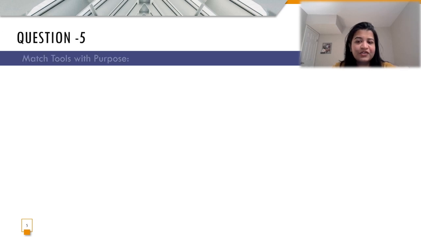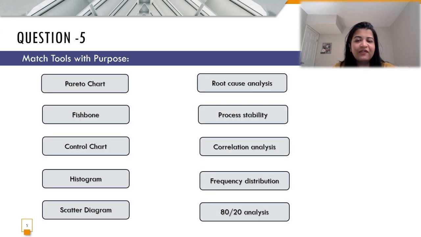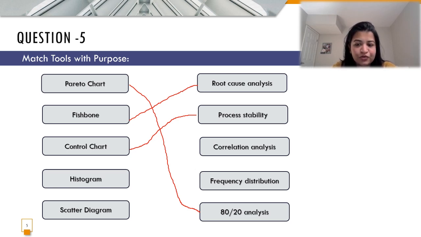So in the fifth question, we are given certain tools and we are supposed to match them with the purpose. Let us start with the Pareto chart first. The Pareto chart is the 80-20 analysis. Fishbone is nothing but the root cause analysis that we do for a problem statement. Next, the easiest one is the control chart, wherein it helps me to see how stabilized a process is. So process stability is what I'm going to map with the control chart.